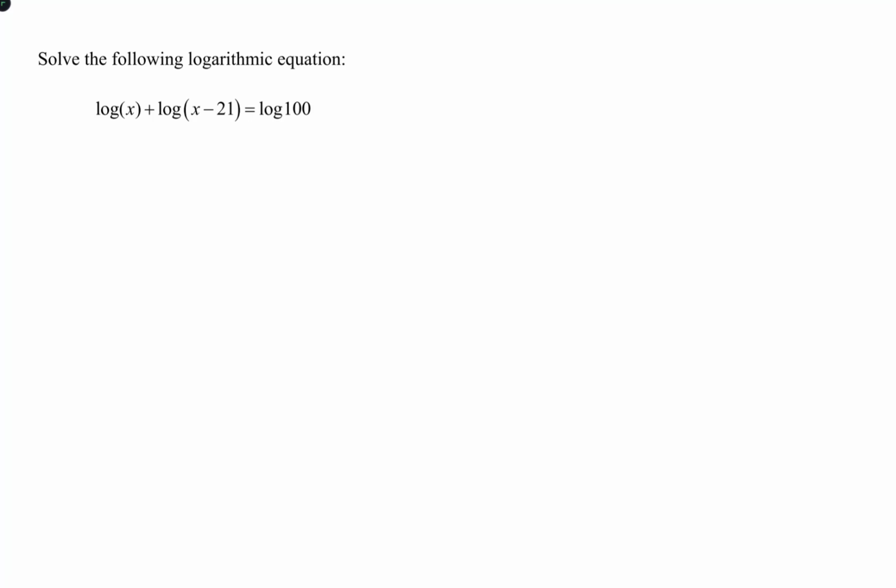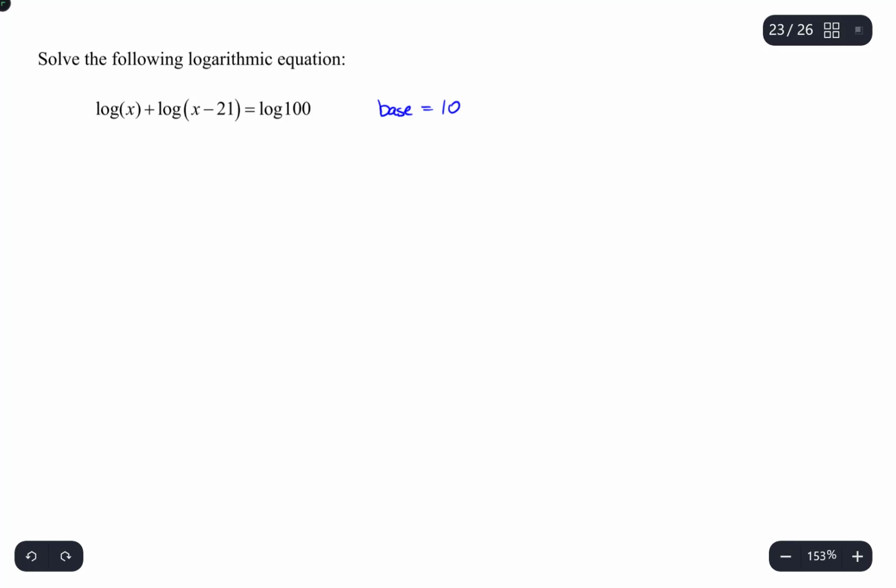Solve the following logarithmic equation. Log of x plus log of x minus 21 equals log of 100. So there's no base written in here, and when there's no base written in on your logarithms, it's understood to be base 10, which is a common logarithm.